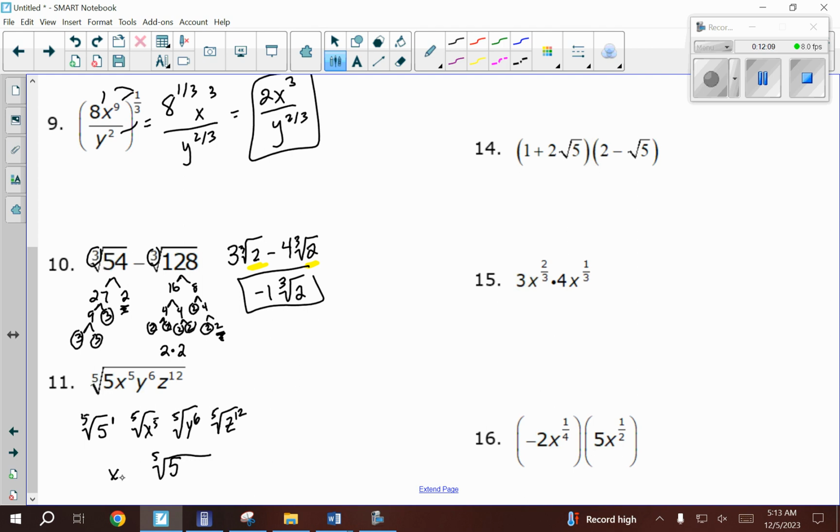5 goes into 6 one time, so one of the y's comes out. 5 goes into 6 once, but then there's 1 left over, so I'm going to put a y back inside. And then my z, 5 goes into 12 2 times without going over, so this is going to be z squared. And then 5 times 2 is 10, so it's 2 short. So I put a z squared back on the inside. That's my final answer.